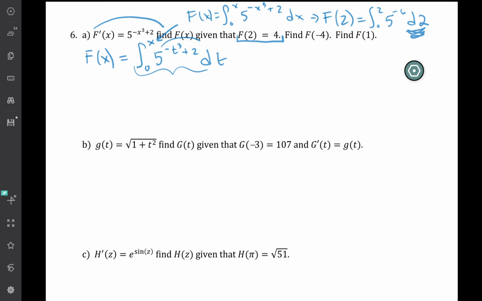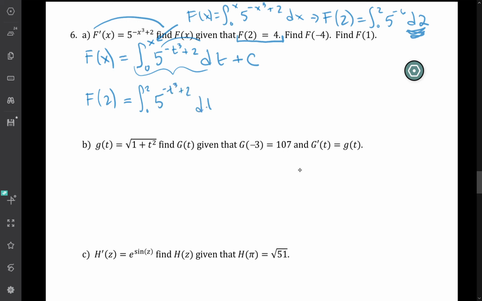So if I want to make sure this thing goes through 2, 4, I could start by plugging in 2. Because I don't want just any antiderivative, I'm going to put the plus c on here and say I have to find the plus c. If I wanted any old antiderivative, I could just make that plus c 0 and I would be great. So if I want to do this, I know that that should equal 4 because I'm told that f of 2 equals 4.